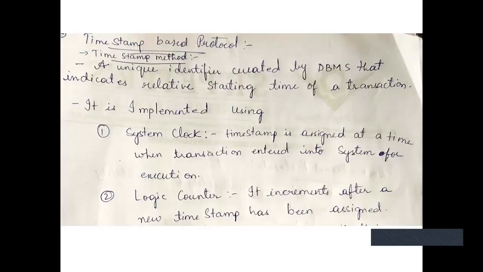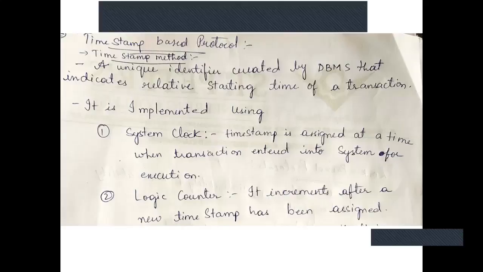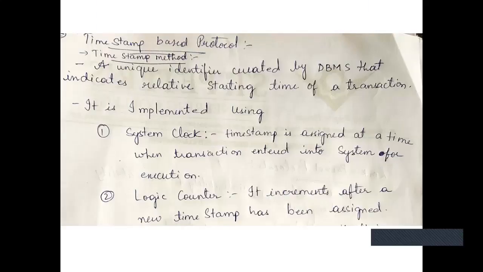Or the system can also take a logical counter. What I mean by a logical counter is giving a unique value to each transaction, and this value gets incremented every time. It never gets decremented. That's how the timestamp is implemented, with the help of the system clock and a logical counter.